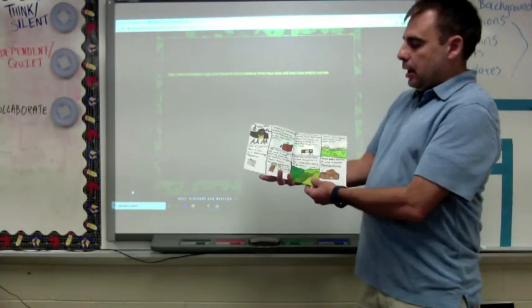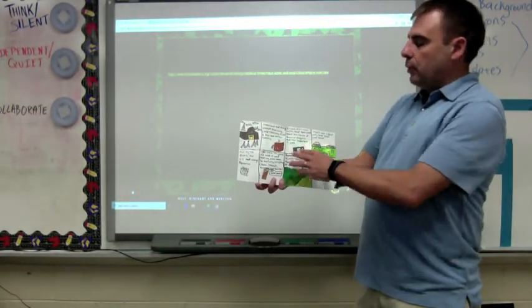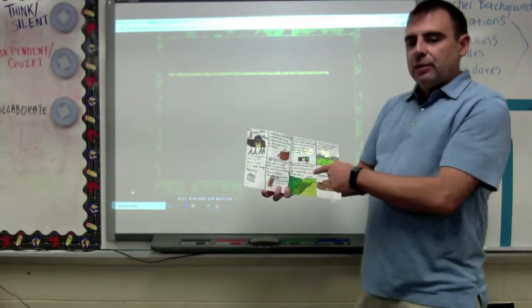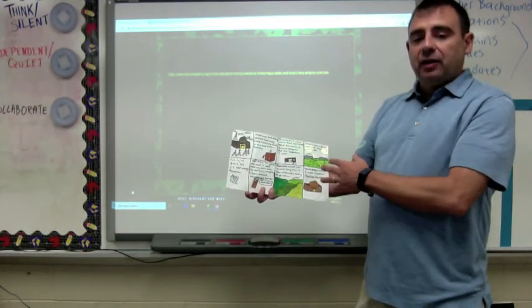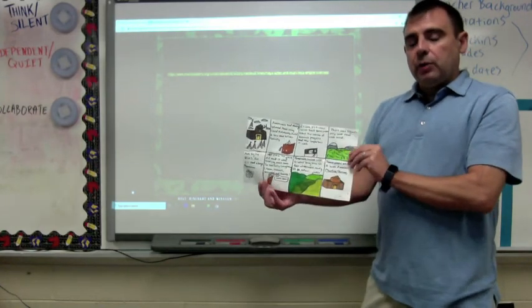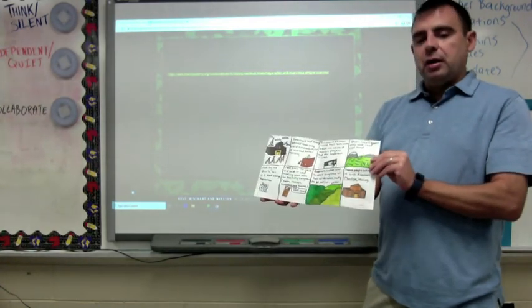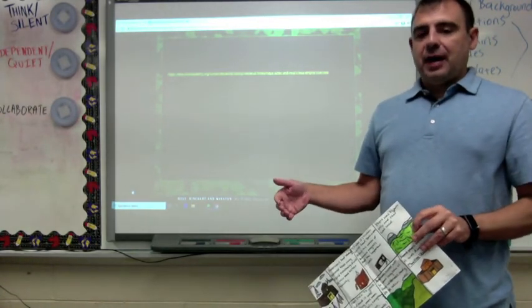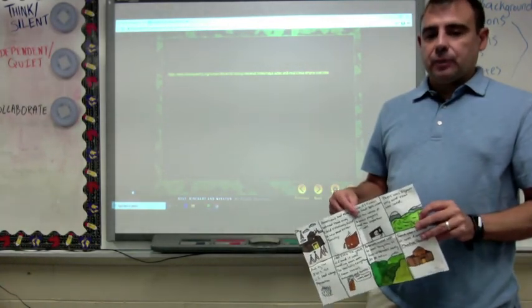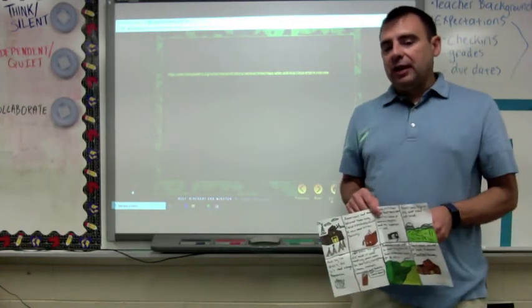And what we want, this is a good example, but we want the information. We want some type of picture that shows you those people. And then we want the dates on there. So we want it colored, we want it on a piece of paper, and once you're done, you're going to take a picture of it, and you're going to attach it to the assignment that's going to be in Google Classroom.